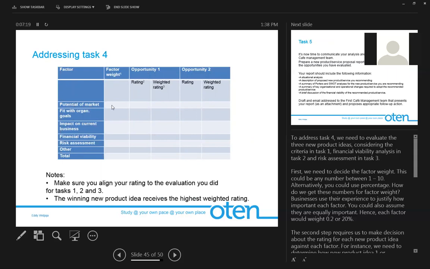Okay. So how do we fill this out? Well, first of all, you need to write the factor weight. You can write it from 1 to 5 or 1 to 10, okay, but be consistent. Let's say you write a potential market as 2 or 3. Then the next thing that you need to do is to write this opportunity 1 against the potential market.